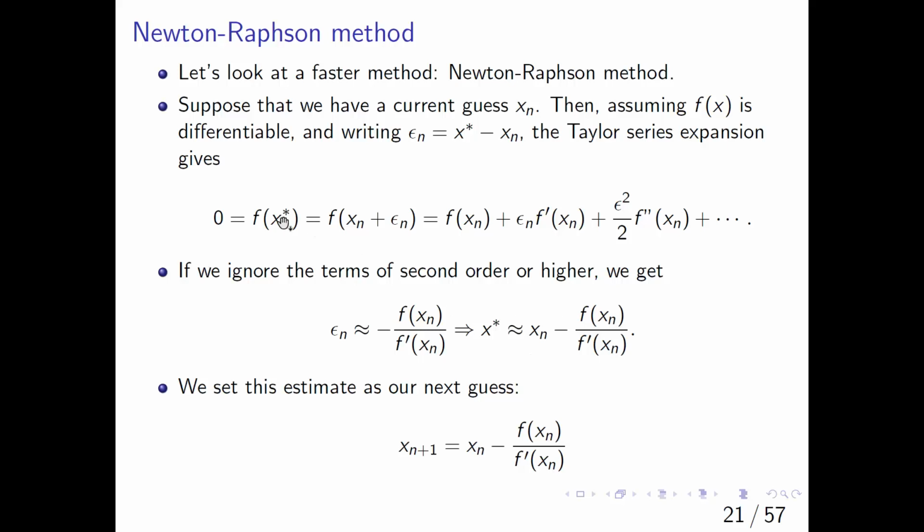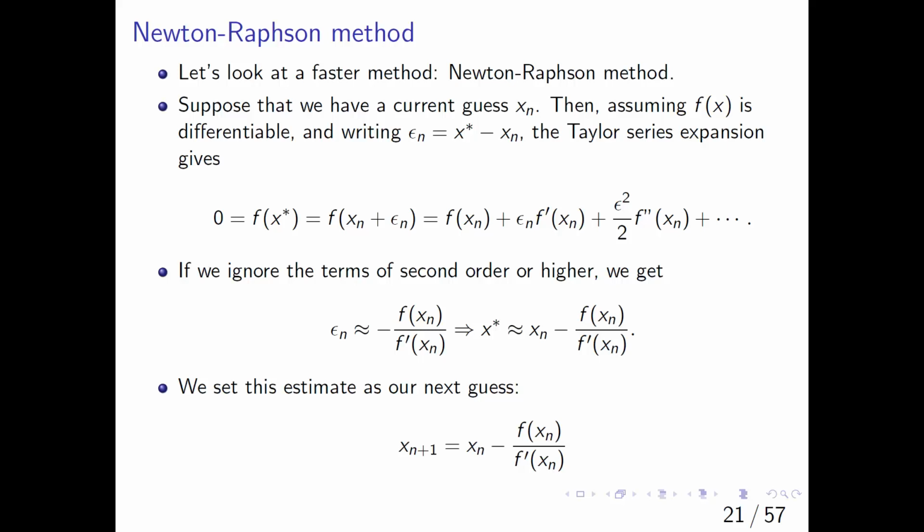And this expression comes from the Taylor expansion. When we apply the Taylor expansion, we ignore the second order term. So x star with this estimation, we can get our next guess, x n plus 1.